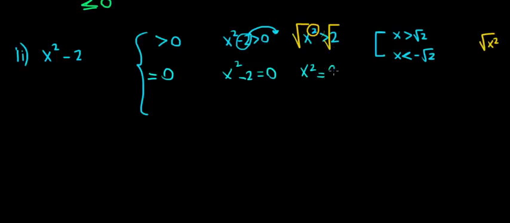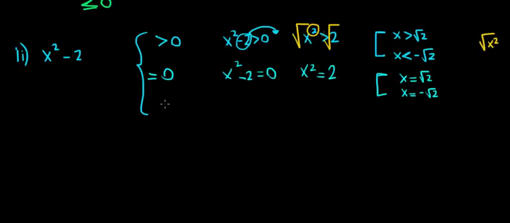Now, when is x squared equal to 2? Well, either x equals the square root of 2 or x equals minus the square root of 2. And indeed, if we check, the square root of 2 to the power 2 is 2, and minus the square root of 2 to the power 2 is also equal to 2.